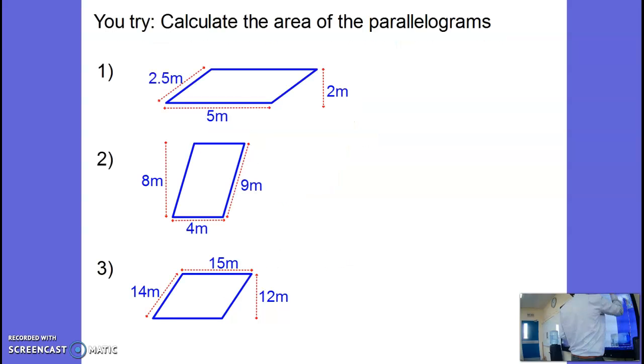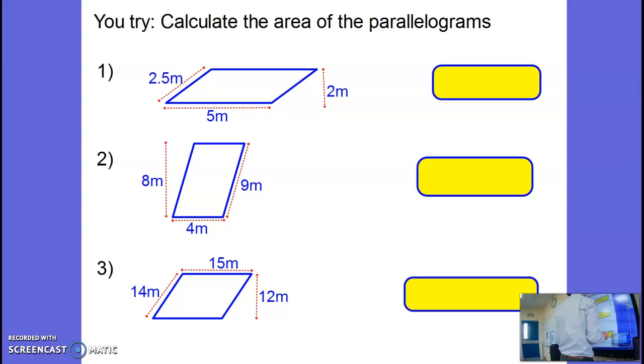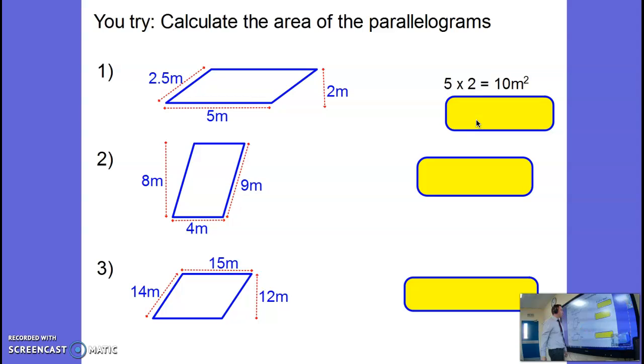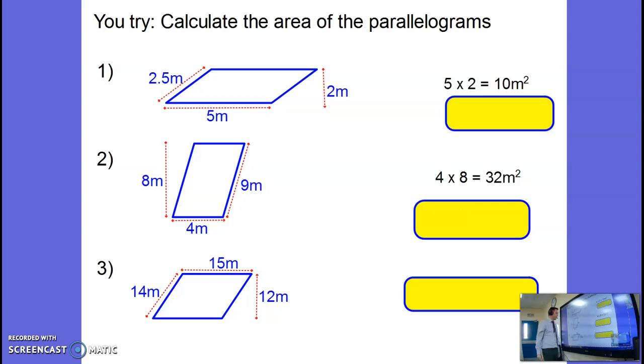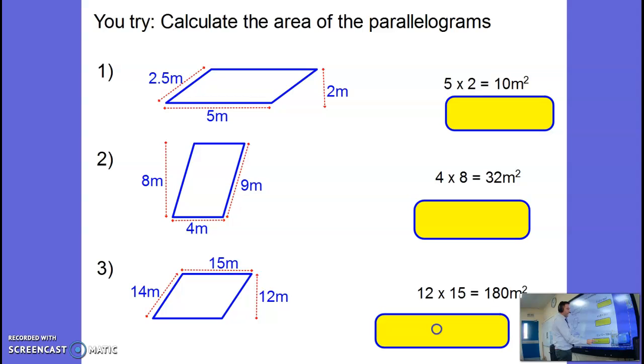Alright, now here's 3 for you to try, so pause the video, have a go at these, and then I'll show you the answers. Pause the video now. Alright, and here's your answers. So the first one, the perpendicular lengths 5 and 2, 5 times 2 is 10. The second one, the perpendicular lengths 8 and 4, 8 times 4 is 32. And the last one, the perpendicular lengths are 15 and 12, and so it is 12 times 15 is 180 meters squared. Just remember your units.